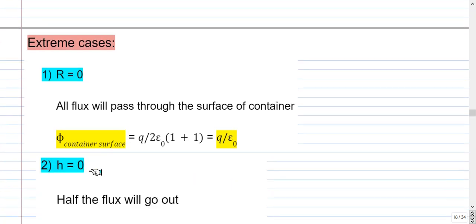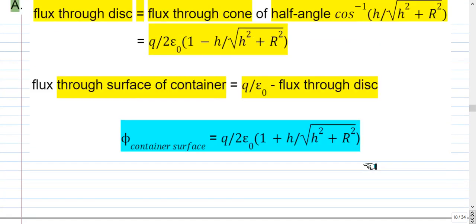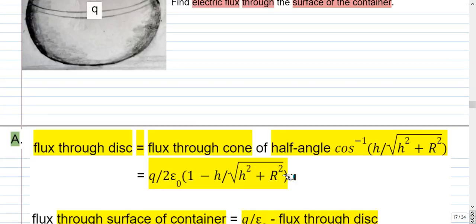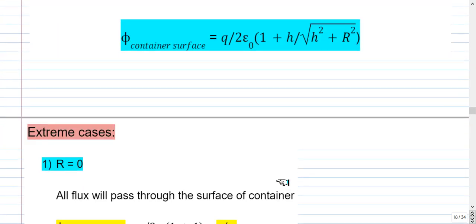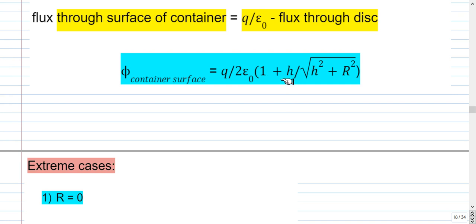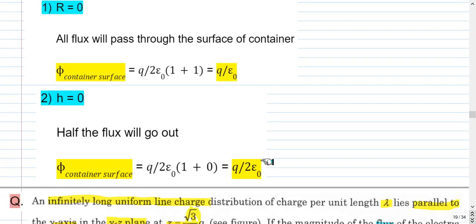Another extreme case is h equal to 0. That means that the point charge is placed here. So in that case, half of the flux will go out and the bottom half of the flux will pass through this container surface. So the flux that is passing through the container surface will be half of q by epsilon naught. So in this expression, if you put h equal to 0, the second term will vanish. So the flux is q by 2 epsilon naught, as expected.